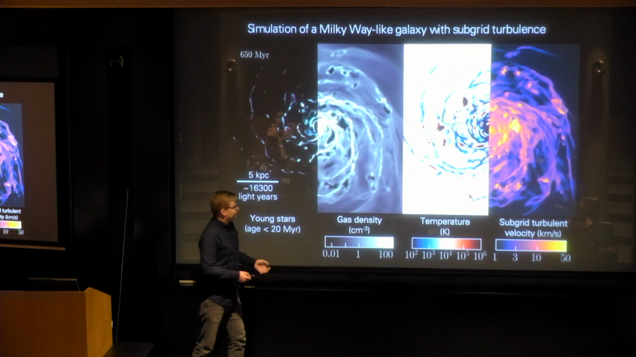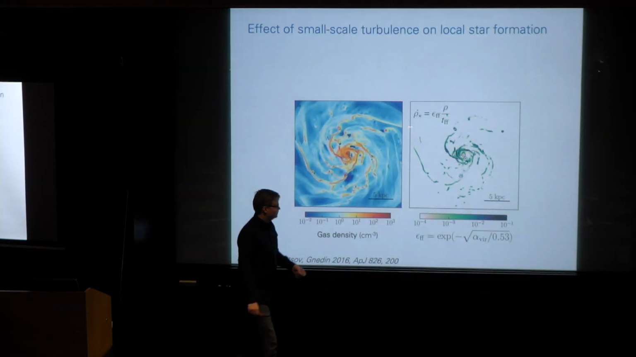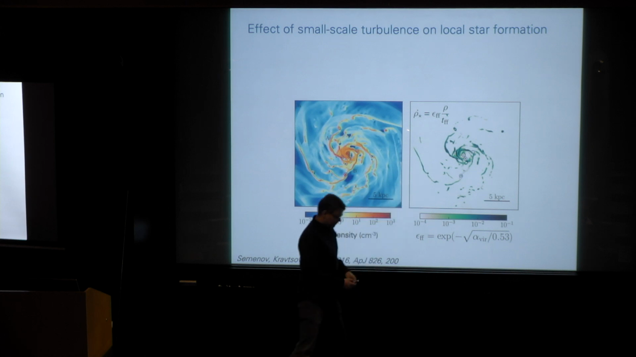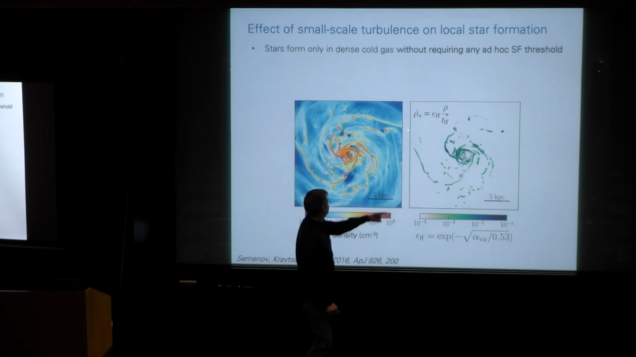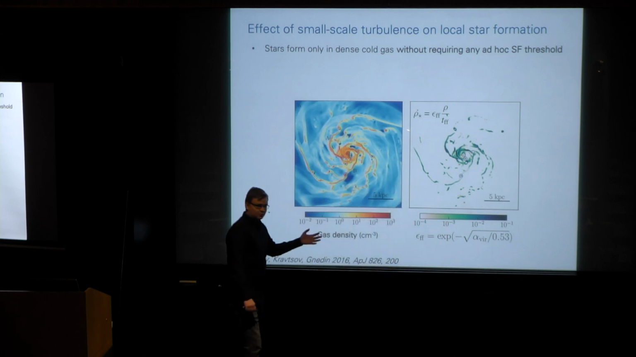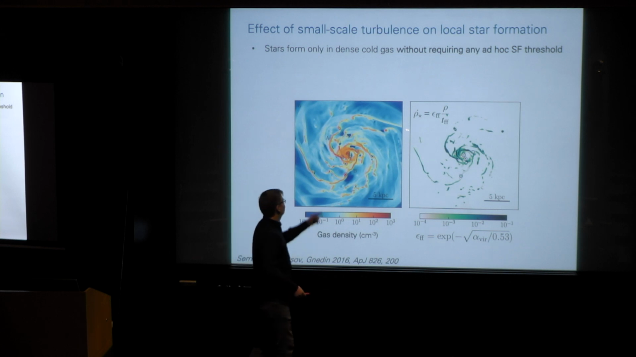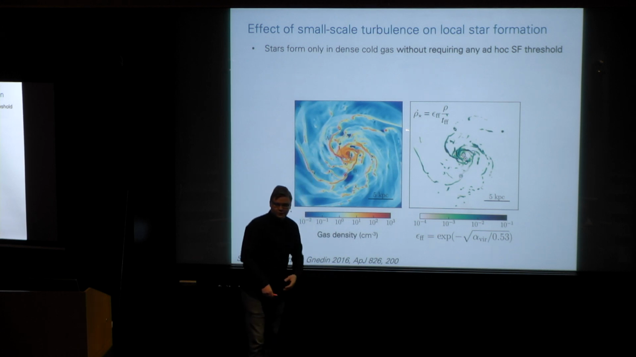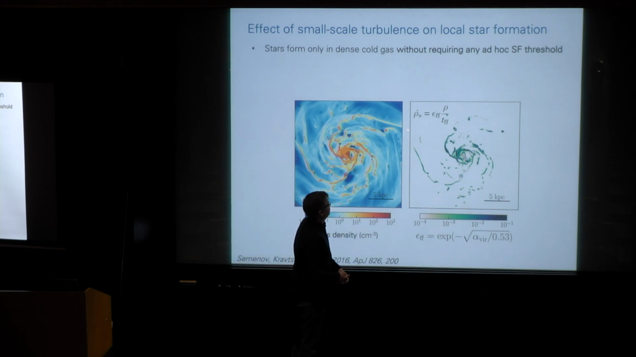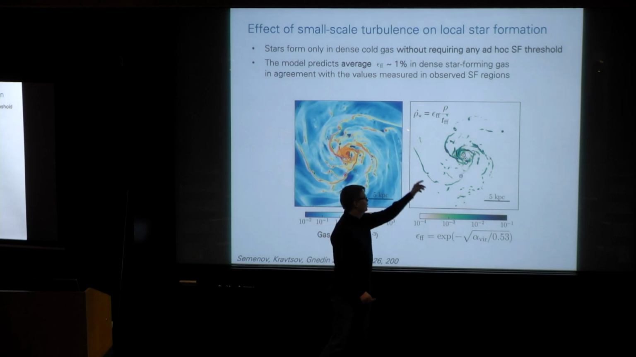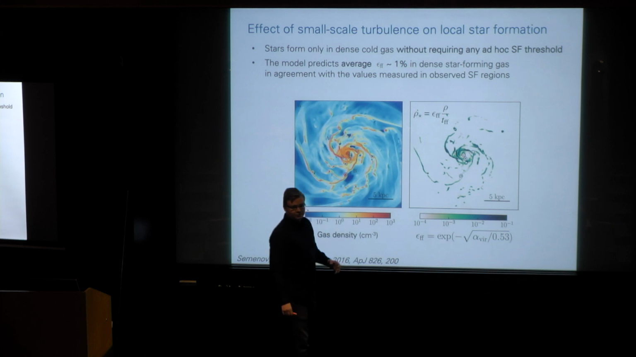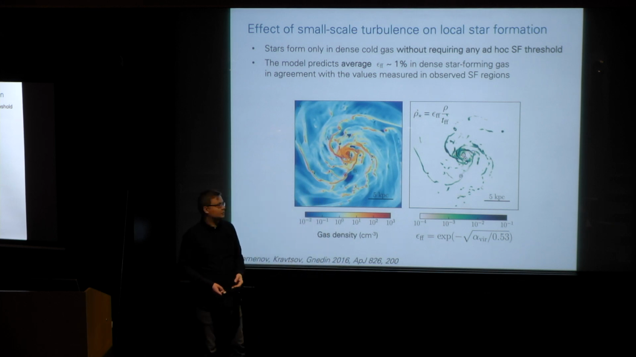Yeah, so we can look at more details, the predictions in terms of local efficiency in this model, and it's shown here. Again, we can see that stars are forming only in dense spiral arms, in dense gas, and this happens automatically without requiring any thresholds, just because diffuse gas is well supported by thermal motions, so it's non-star-forming according to this model. In addition, in cold and dense gas, the average values of efficiencies are over 1%, which is similar to what is observed in real star-forming regions.